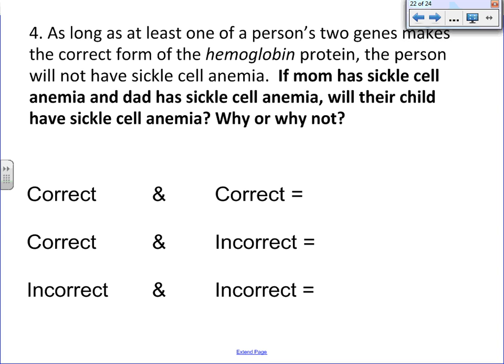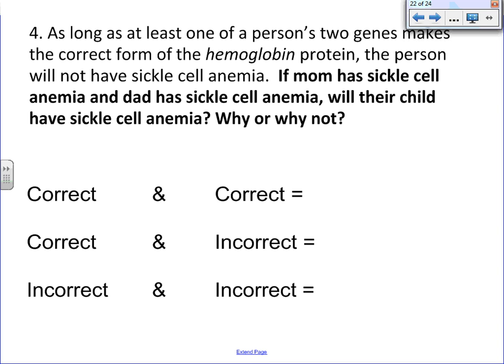Now for each trait, you have two different genes, one from mom, one from dad. In this case, the question is saying if mom has sickle cell anemia and dad has sickle cell anemia, will their child have sickle cell anemia? Why or why not? Now, this is a two-step process, because the first thing we need to do is figure out if sickle cell anemia is dominant or recessive, because it's going to be a different answer depending on which one it is. Let's take a look at the description.